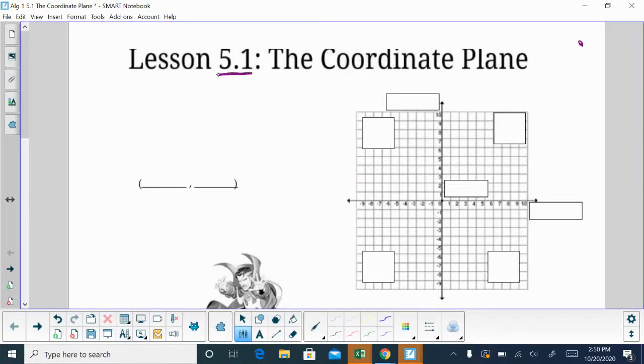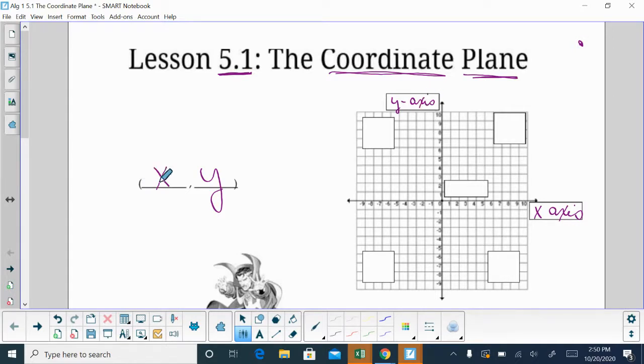Hello, we're working on 5.1, the coordinate plane. Coordinates, in this case, two-dimensional coordinate plane based upon x and y. And remember, a plane is a flat surface that extends on and on forever. So our two dimensions that we're dealing with, left to right, we call the x-axis. And up and down, we call the y-axis. So those are the two dimensions that we're working with.